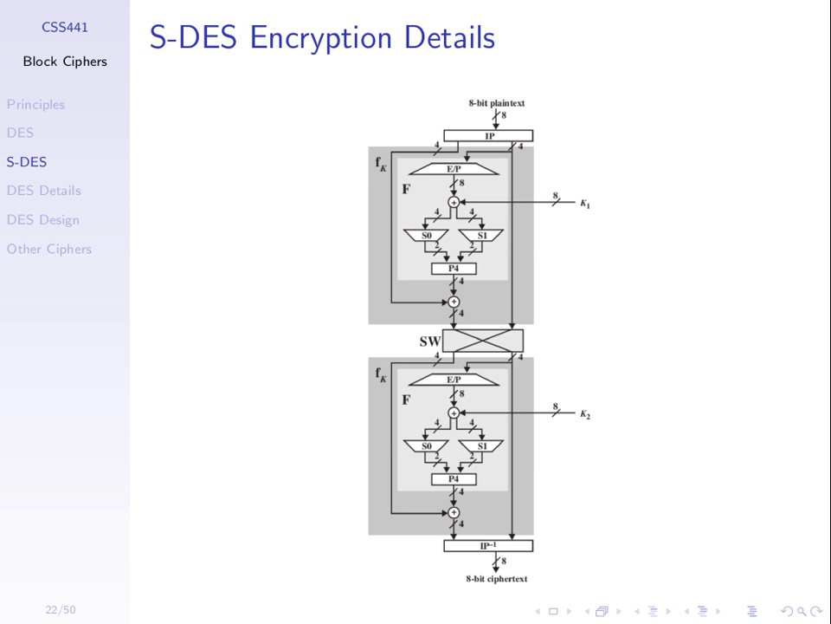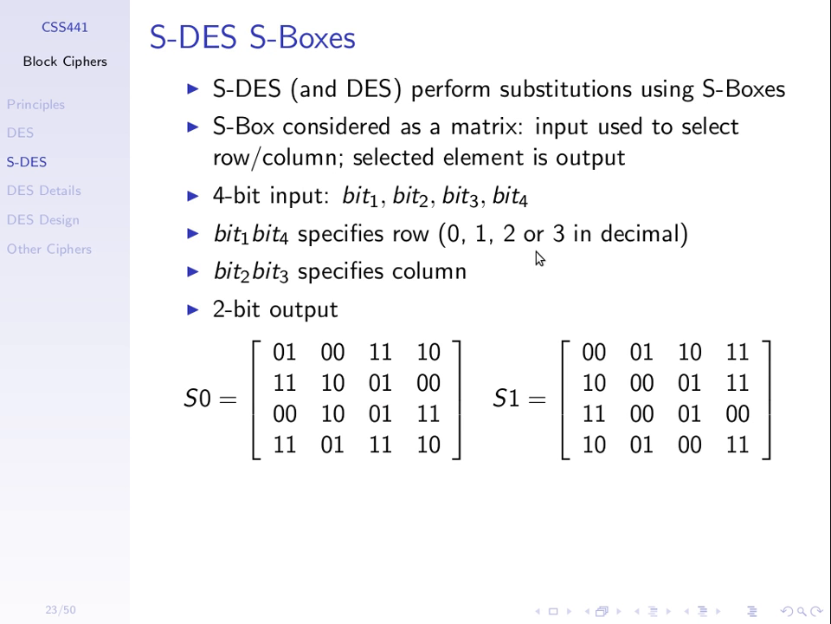Let's do the S boxes. S0, and it's defined on this slide. We have 4 bits in. Think bit 1, 2, 3, 4. The S boxes, S0 and S1, are matrices, and they are defined. All right, so 4x4 matrices, they are fixed. Everyone knows what the values are. And the way that we use them is that the first and the last bit of the input determines the row of the matrix, and the second and third bit determine the column of the matrix. We look up that element, and that's the output.